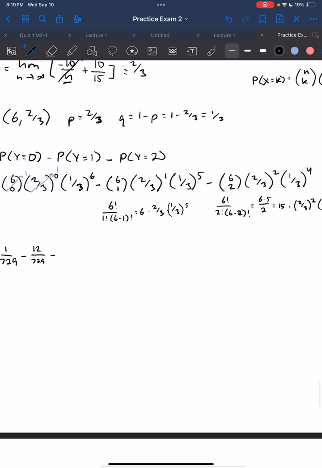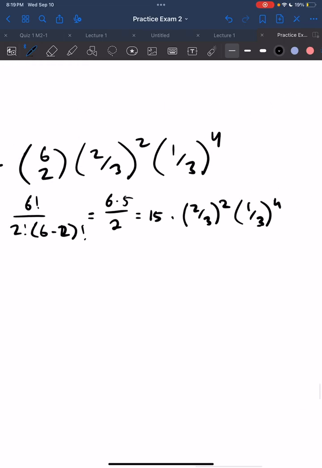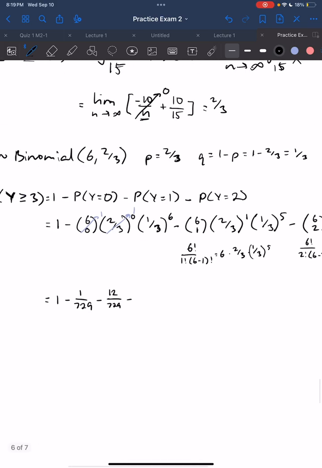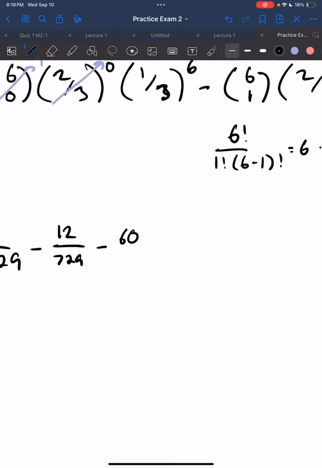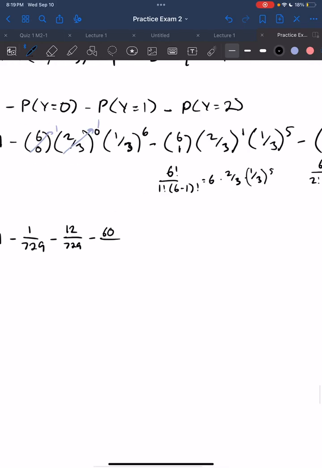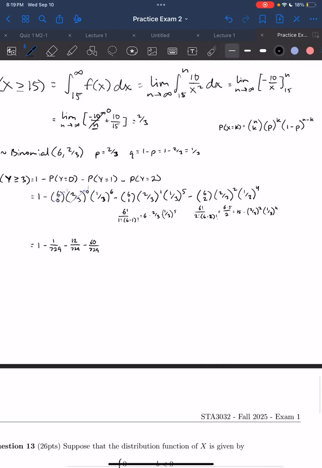Okay. And then, if we multiply all of that together, so we've got 4 up here, 4, and times 15, so that would be, I believe, 60, and then the denominator would still be 729, since it would be 3 to the power of 6.